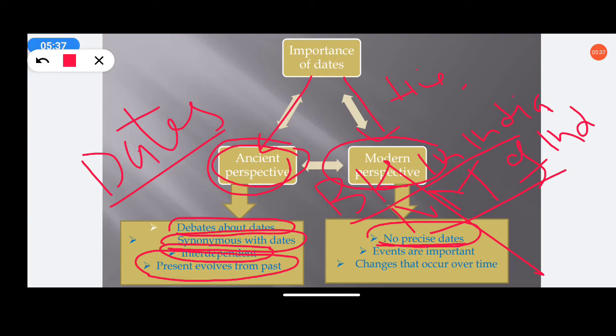Therefore, dates aren't important in history, but events are important. According to them, events are important in history. And they are also of the opinion that history is not only all about dates. We have to learn the changes that occur over a longer period of time. History is all about noticing the changes which took place over different periods.